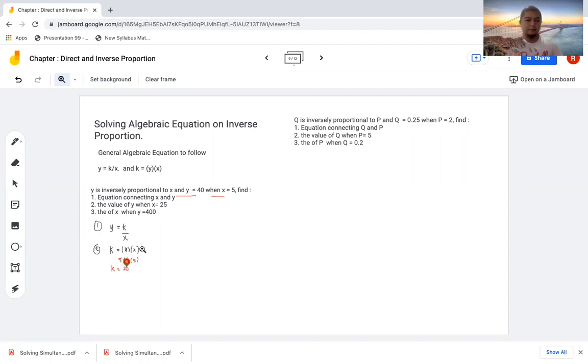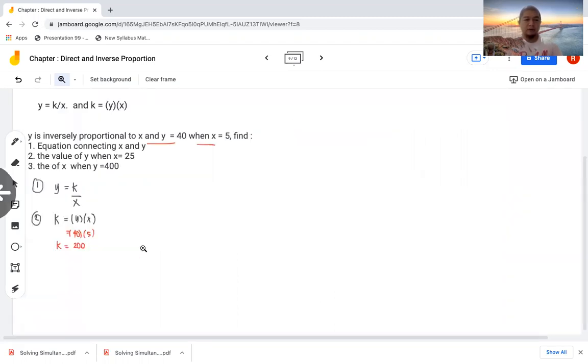All right. So if that is 200, then for the third part, we are now going to write down the equation. Just like what we did in the direct proportion, we are just going to plug in this particular value for k. So the equation that you're going to get now will be y is equivalent to the value of k that you acquire, 200, divided by x. So this is the equation.